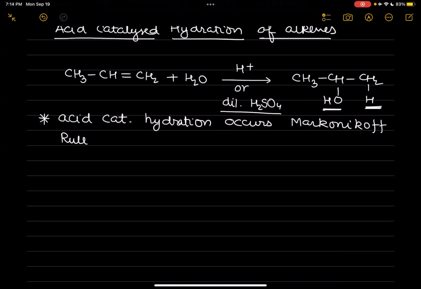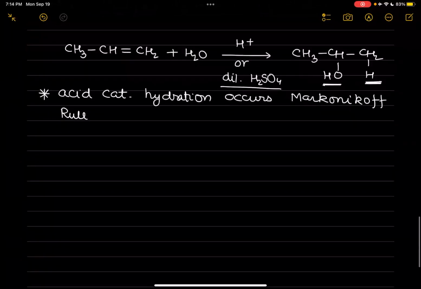The rich gets richer. That's the quick, shortcut way to express it, and it means the carbon atom which has more number of hydrogen, there the H plus will go and get attached, and the carbon atom which is having less number of hydrogen, there the OH will get attached. Is it clear? Okay, acid catalyzed hydration of alkenes.